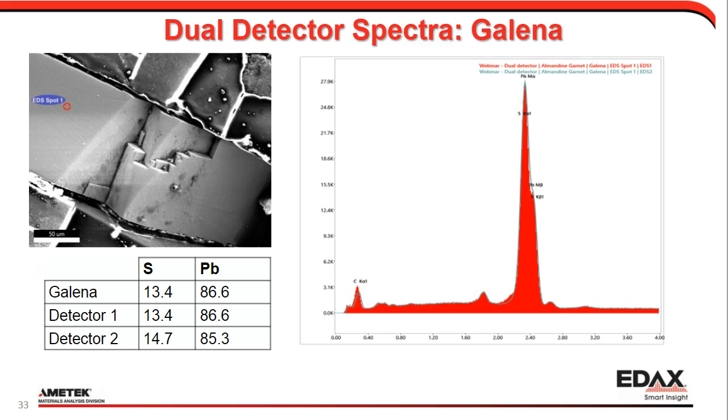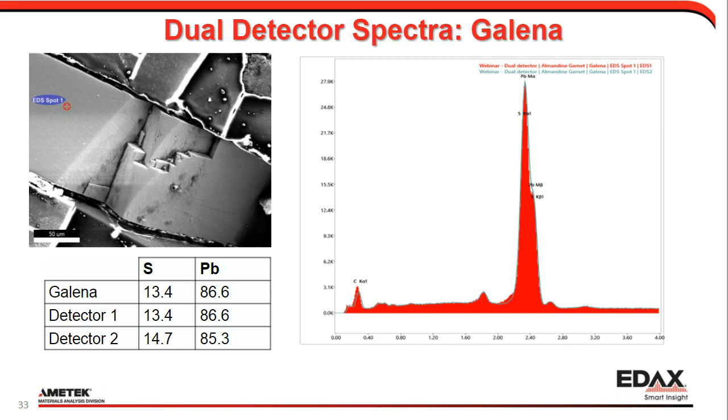So I started off with just a single acquisition in the flat-ish part of the sample, and we can see that it's supposed to be 13.4 weight% of sulfur, 86.6 weight% of lead. And there's a slight difference between the two detectors, but they're pretty close to the certified values. Again, there's statistics and other things that play into this, so this is not something I would be worried about, this slight discrepancy in the quant results.